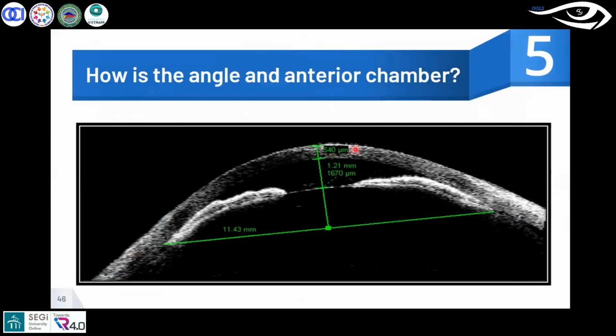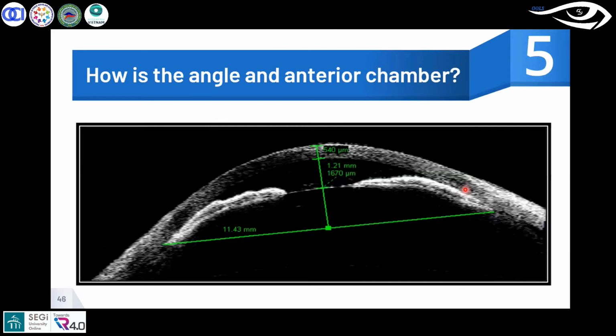So this is the next poll. You can just take a guess how the angle and the anterior chamber is. Quite a difference in opinion again. There is 33% of the attendees who say it's open and shallow, whereas a contradicting 33% says closed and shallow. So that's quite contradicting, exactly the same number of people saying totally different things. And 19% of them say it's open and deep, whereas 16% of them say it's closed and deep.